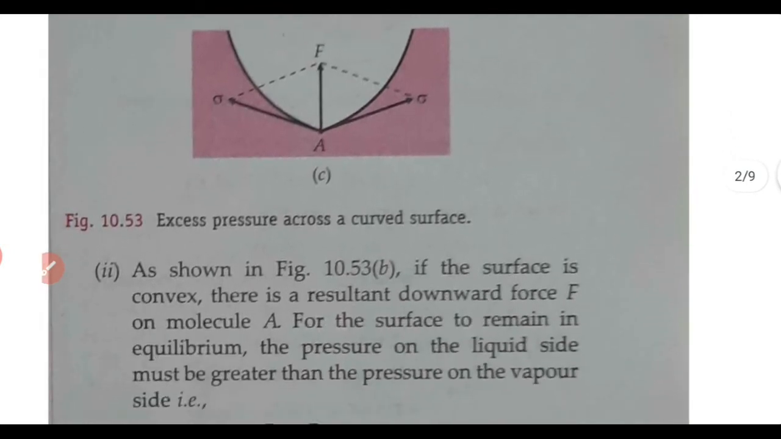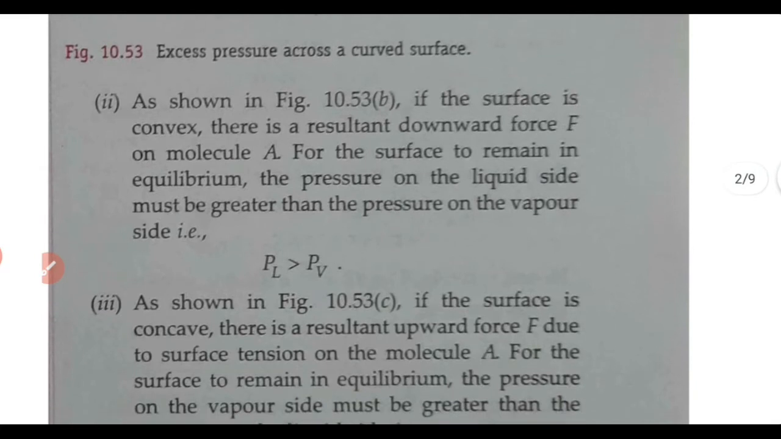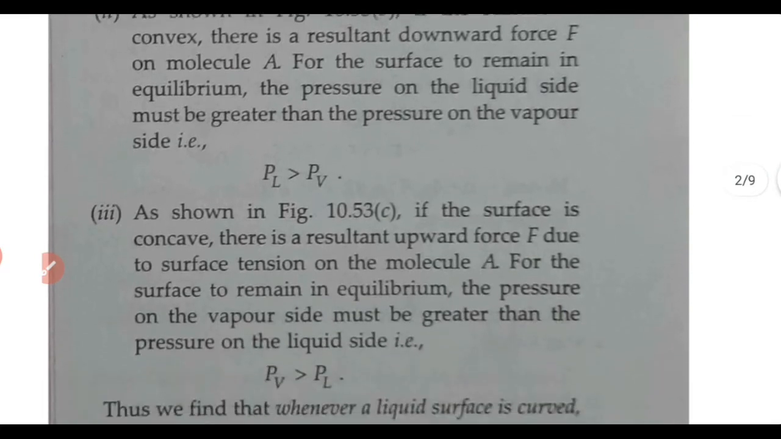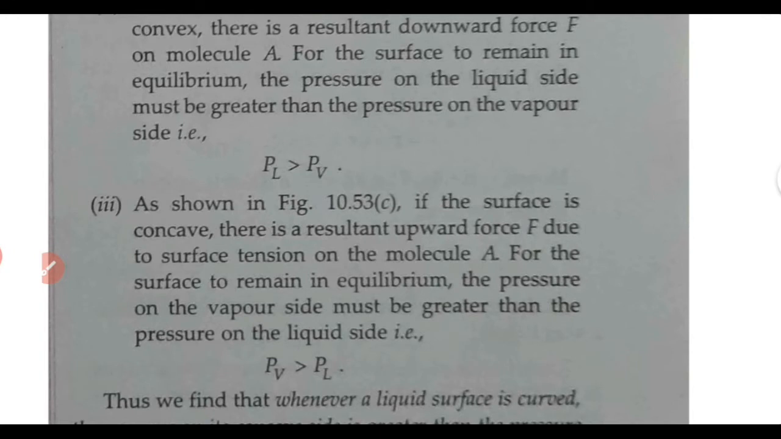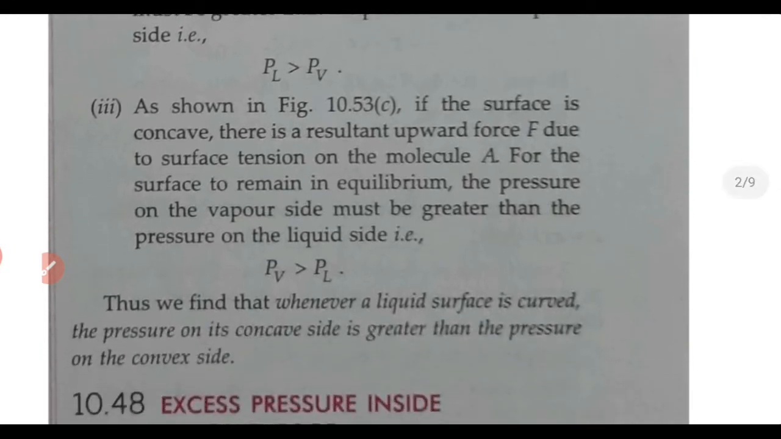So if the surface is convex, there is a resultant force acting downwards on the molecules on the surface. That means on the liquid side, the pressure is more than the pressure on the vapor side for the convex surface. That's what PL greater than PV. And if it is concave, the reverse is the case. We have PV greater than PL. And if it is not at all curved, it means that the pressure on the liquid side is equal to the pressure on the vapor side.